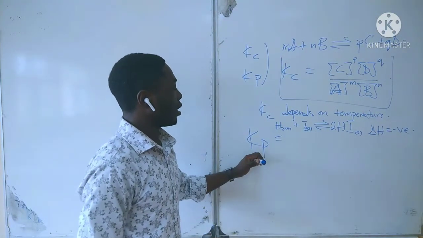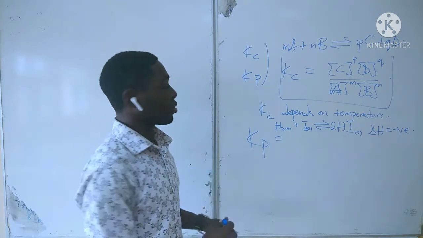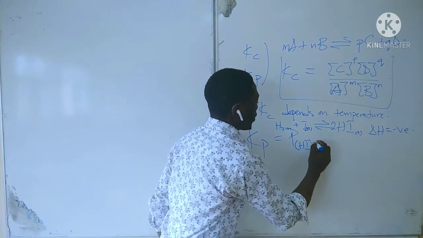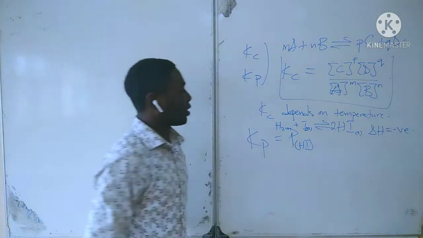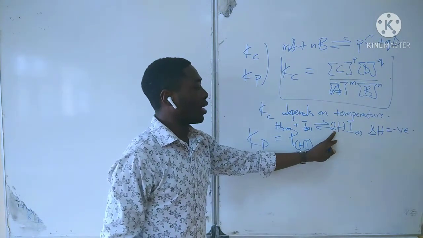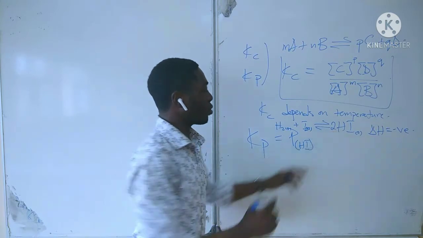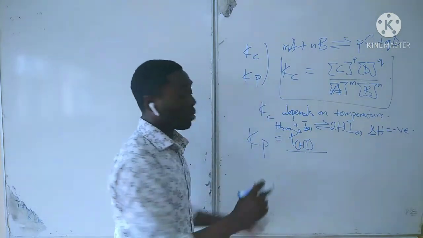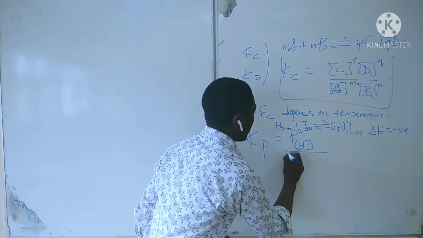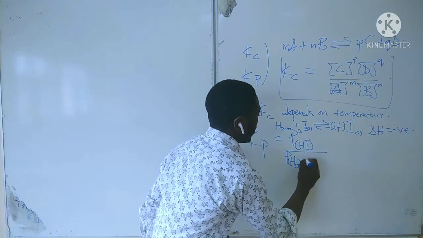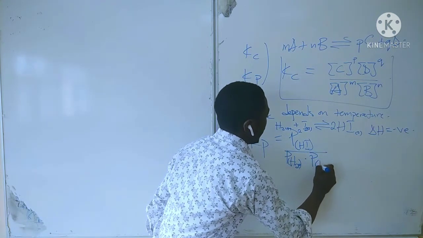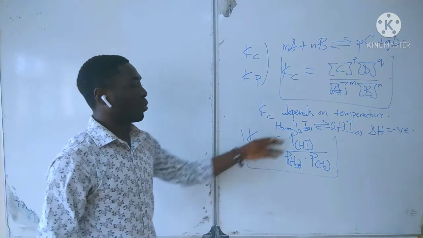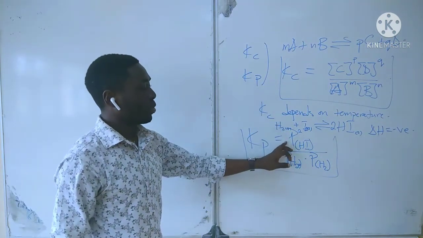Now, if I want to write the expression for Kp, I use the partial pressure of hydrogen iodide, the product. Since it has a stoichiometric coefficient of 2, I'm going to square its partial pressure. In the denominator I'm going to have the partial pressure of hydrogen gas times the partial pressure of iodine gas. That is the equilibrium constant for a gaseous system. That's how you express it, by using the partial pressures.